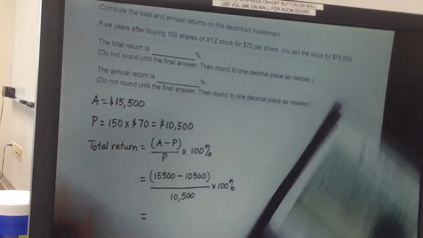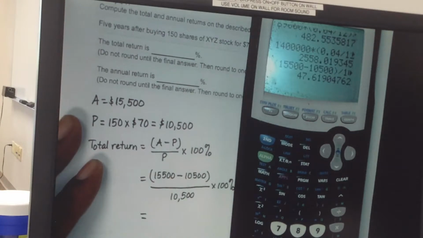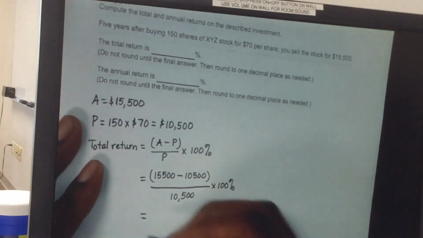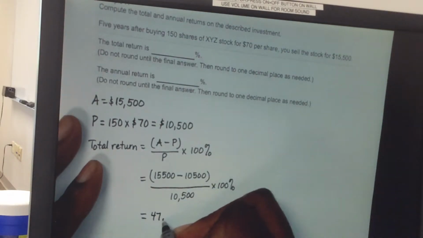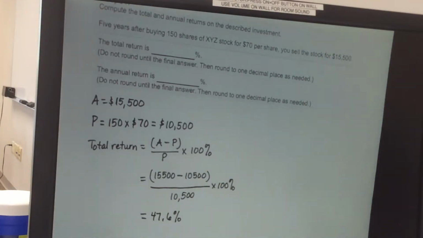So on the calculator, if you do left parentheses, 15,500 minus 10,500, close parentheses, divided by 10,500 times 100, to one decimal place, this will be 47.6. So the total return would be 47.6%.